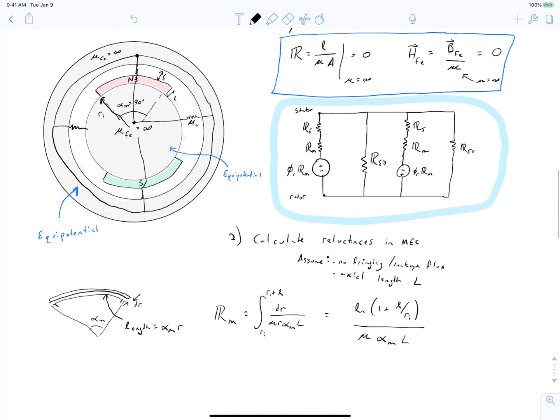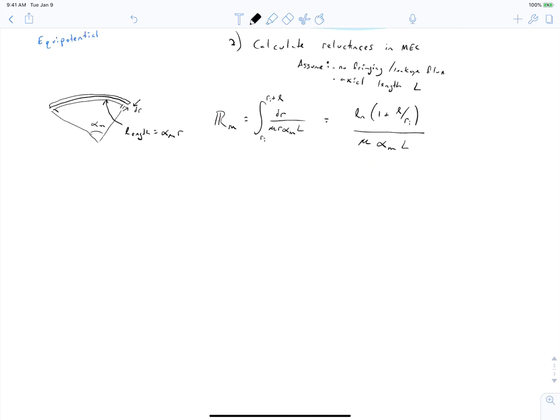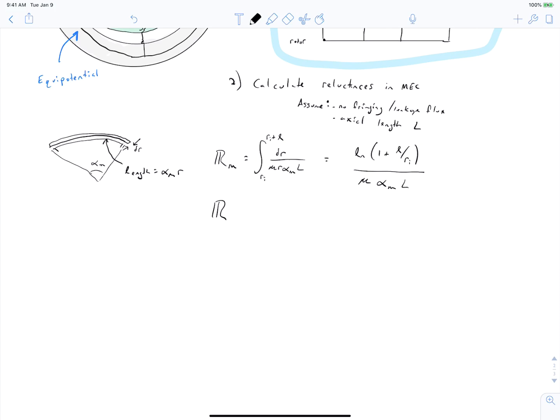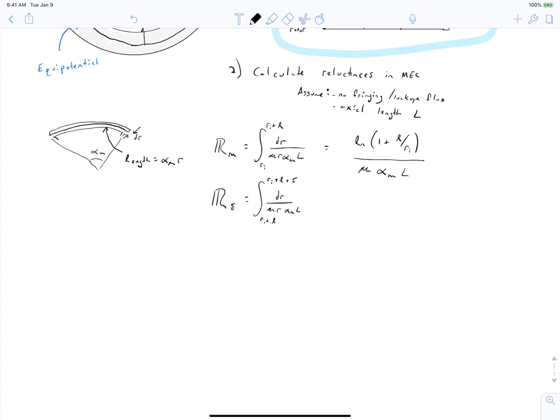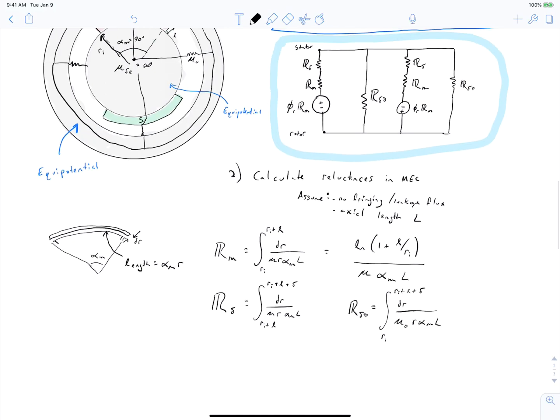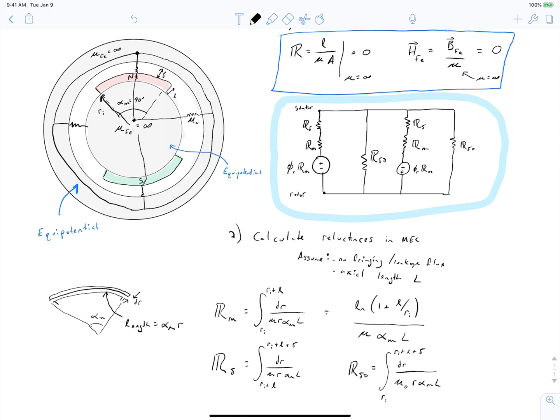Now we can do a similar thing for the reluctance that's at the surface of the magnet going out to the stator, which we just called R delta. And we can also do the same integral over this region here to get R delta 0. And this time our permeability is mu naught because we're in the air gap. Alright, so that completes this example.